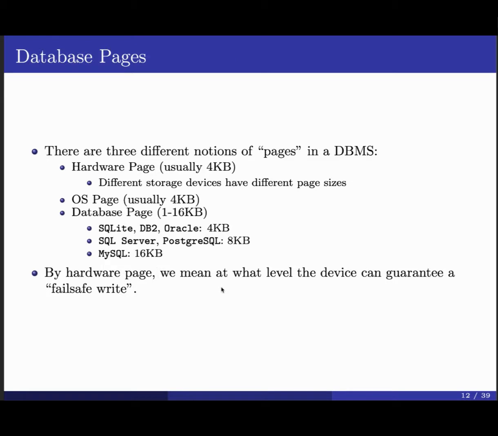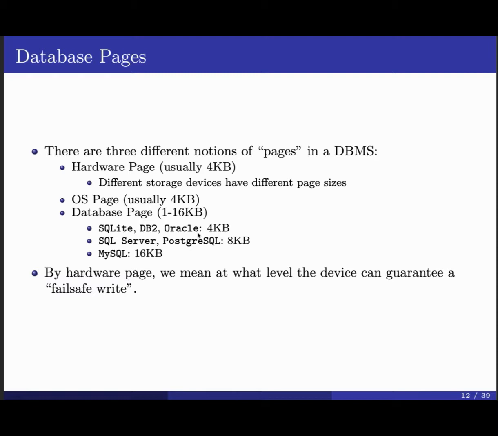I have one more question. Why is the database page size 1 to 16 KB? It depends on the database system. For SQLite, I guess it was 1 kilobyte, and then they increased it to 4 kilobytes. This is what is called the default size, but we can modify it, and many database management systems allow you to increase the size.